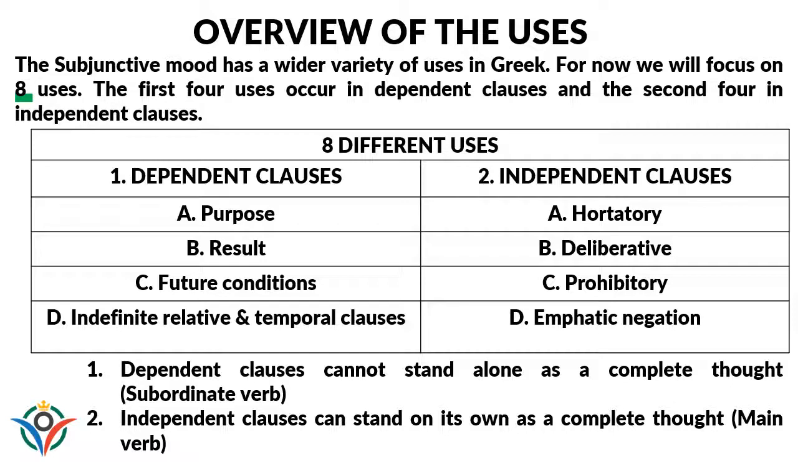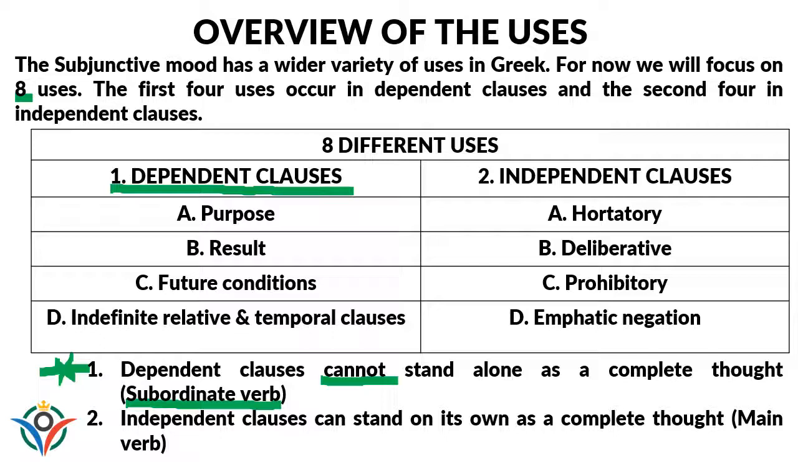If you can't remember what a dependent clause is, I've just made a note here. Dependent clauses cannot stand alone as a complete thought. So when we speak about the use of the subjunctive verb in a dependent clause, what we are saying is that the verb will be functioning as the subordinate verb in the sentence.